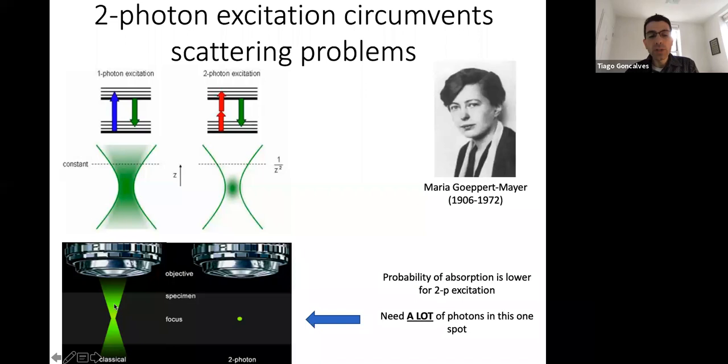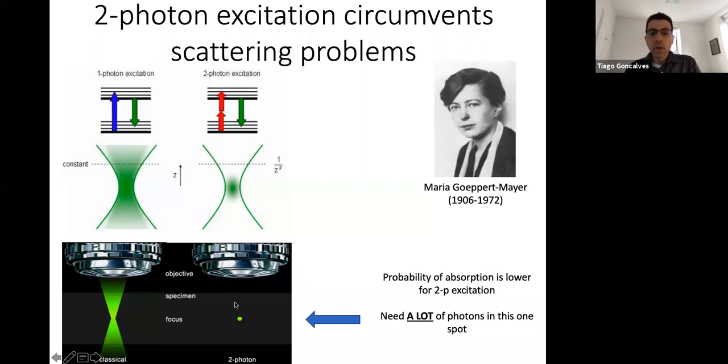So you don't want to collect fluorescence from areas that are outside of your focal point. And in vivo two-photon microscopy allows you to do that. And it works like this. So two-photon absorption is a much lower probability event than single-photon absorption.